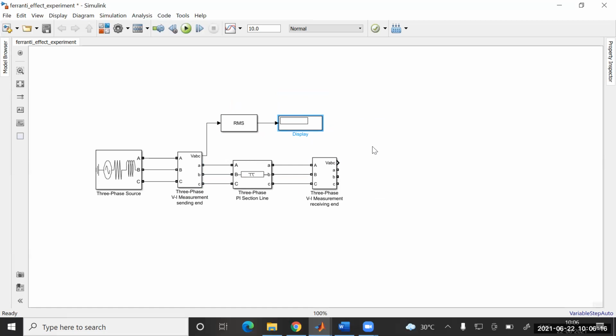Okay, same for this. You need to copy, paste this display, copy, paste. Okay, so this will be showing you VS, and this would be showing you VR. Okay, this is the entire thing. Now let's give the values to it.